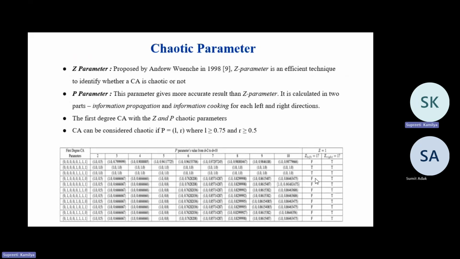So let's see the jet parameters, which were introduced by Andrew Wuensche in 1998, and we are mostly considering the p parameters because this is the best among the jet parameters and p parameters. For our CA, we are considering this parameter: if the L value is greater than 0.75 and the R value is greater than 0.5, then we can say that these parameters are best for our PRNGs.